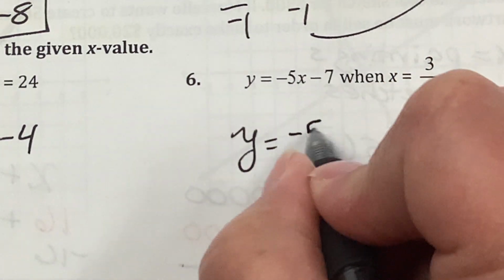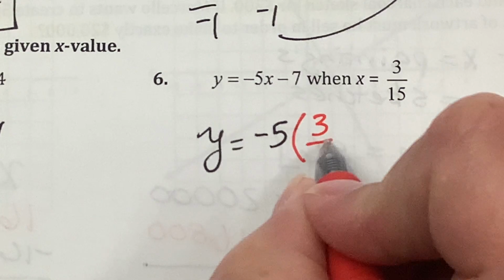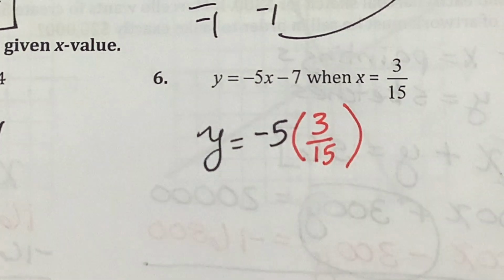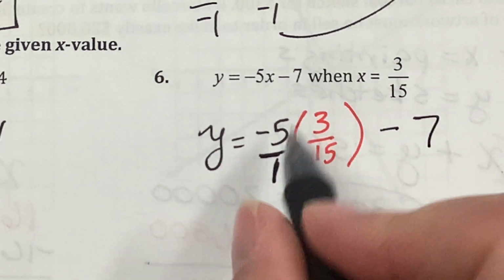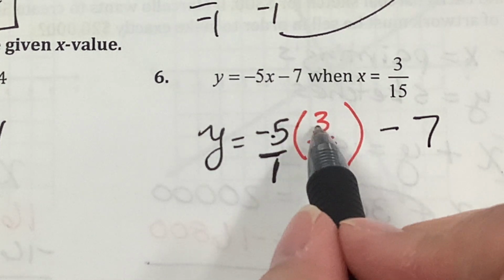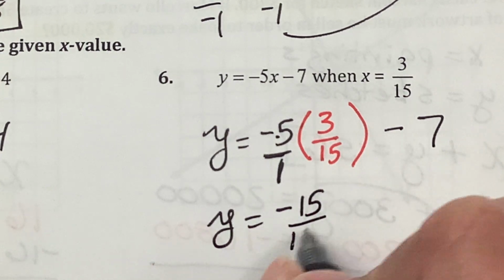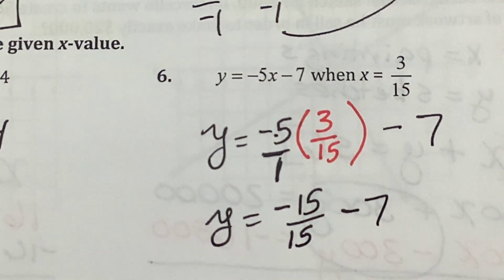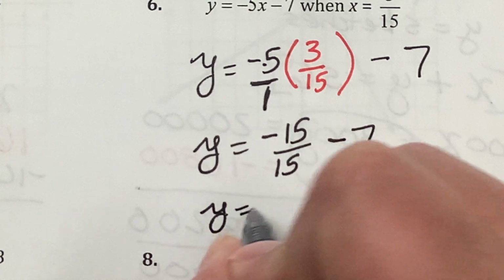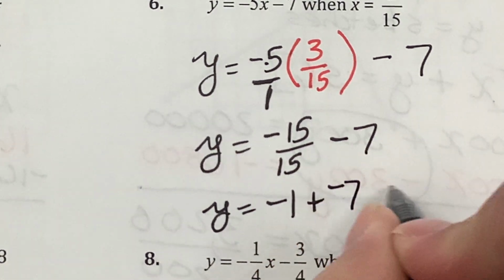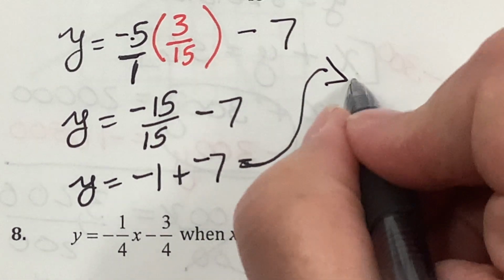y equals negative 5. Ugh, this one's more intense, you're right. 3/15 minus 7. Now remember, I can put a 1 under here and do negative 5 times 3 and 1 times 15 to get y equals negative 15 over positive 15 minus 7. Negative 15 over 15 is negative 1. So y equals negative 1 plus negative 7. Okay. And y equals negative 8.